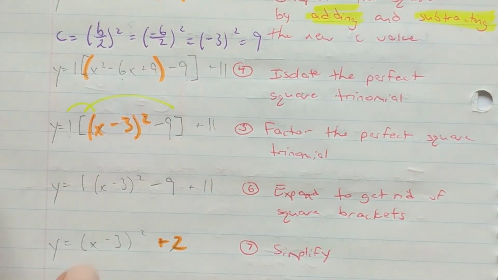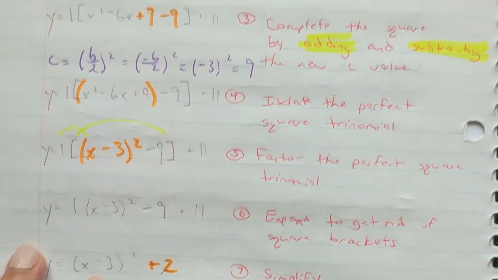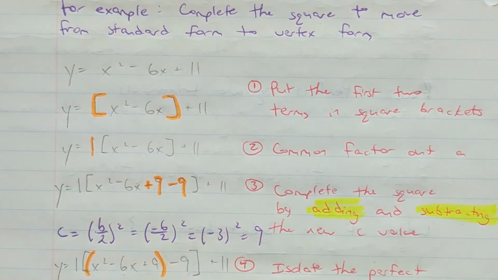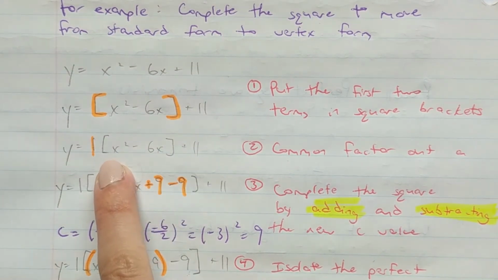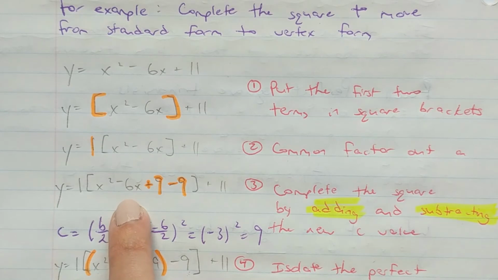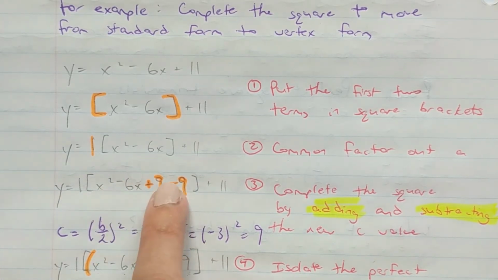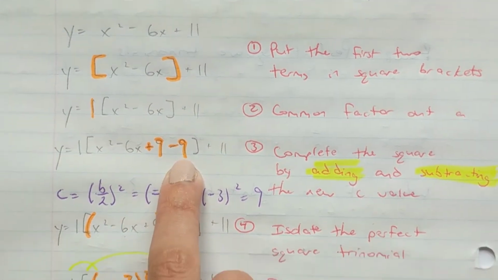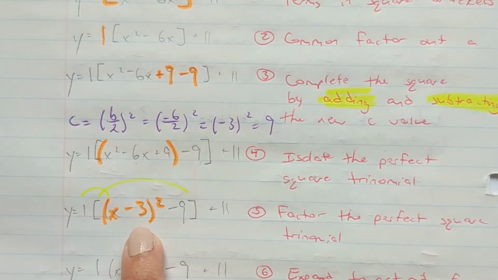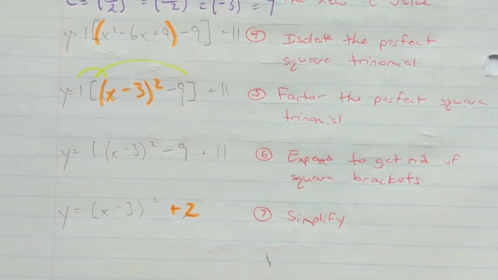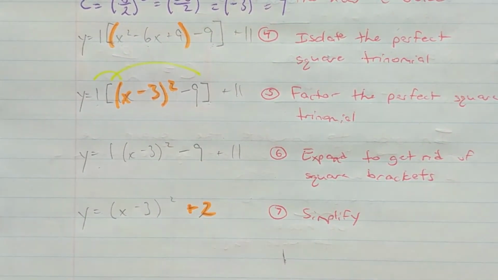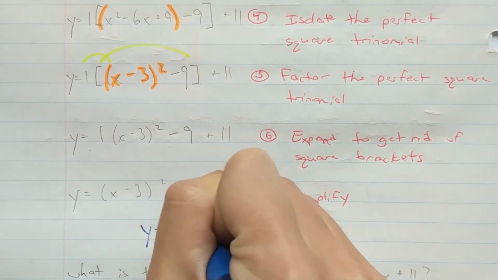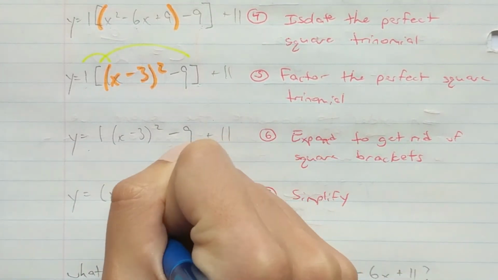Okay? And so we have our final version. This is our vertex form of the equation that we started with. Just to recap, I started by putting my first 2 terms in square brackets. I then common factored out my a value, and a in this case was just 1. I then needed to complete the square. I needed to create a perfect square trinomial by adding 9 and subtracting 9. I then isolated my perfect square trinomial and factored it properly. And then I just cleaned things up by expanding and simplifying. So my final equation, vertex form, is y is equal to (x minus 3) squared plus 2.